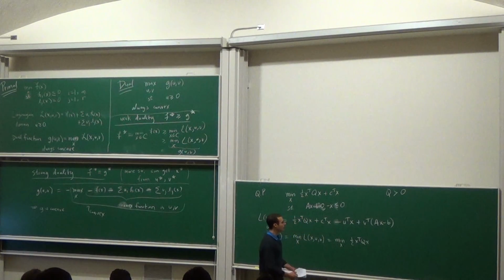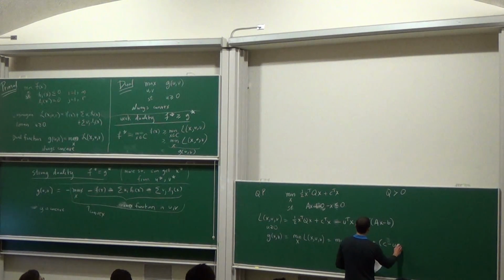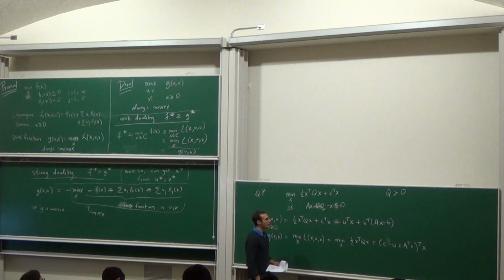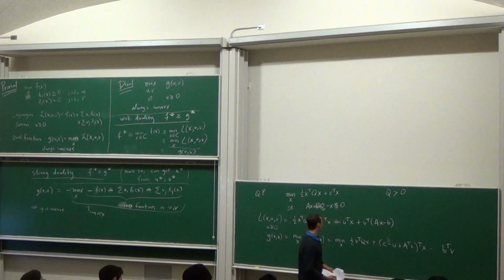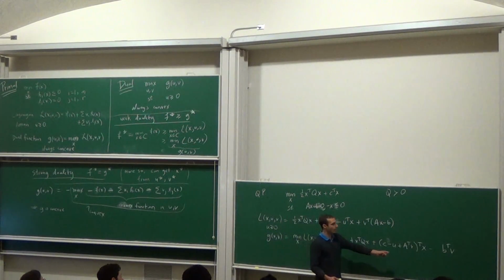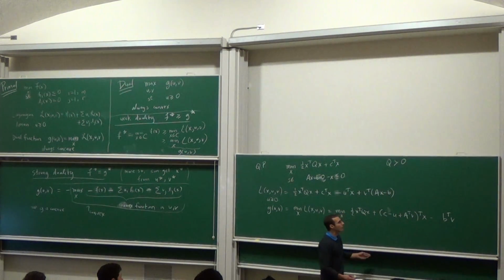What does the linear term look like? I think I want to write it as, no, I guess I'll just keep it like this: c minus u plus A transpose v, transpose x. And then I still have this term here, minus b transpose v. So whatever I do to compute this part, the dual function is going to at least have this term minus b transpose v, and that's always going to be in the dual criterion value.